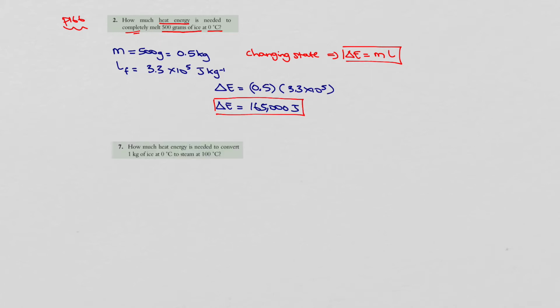In question 7, we're asked how much heat energy is needed. This time it's converting 1 kilogram of ice at 0 degrees Celsius to steam at 100 degrees Celsius. So again, what information are we given? The mass of ice is 1 kilogram, so I don't need to change my units this time. And I know that it is starting at 0 degrees, but it's ending up as steam at 100. So we have two things happening. It's changing state, so in other words, it must be melting.